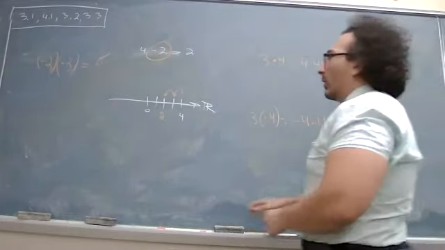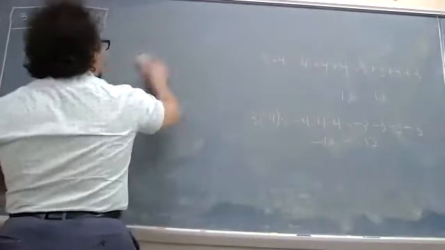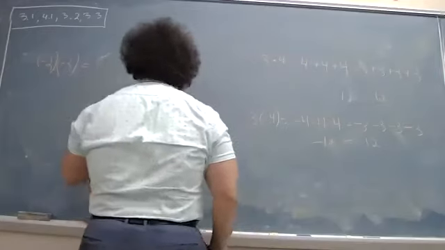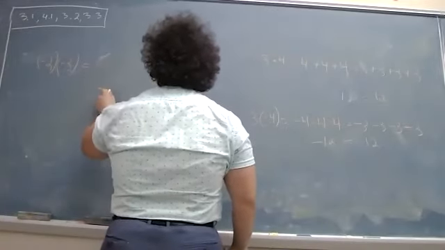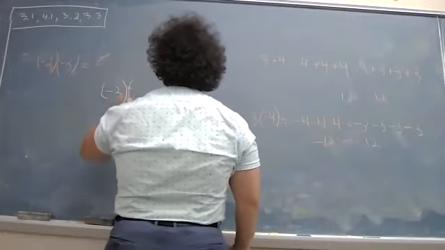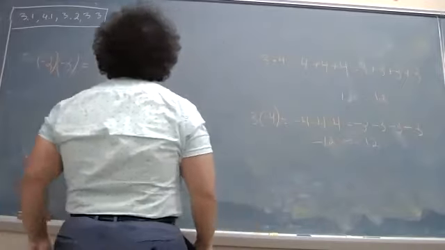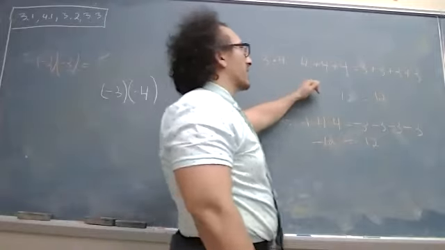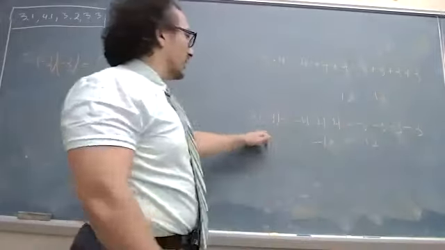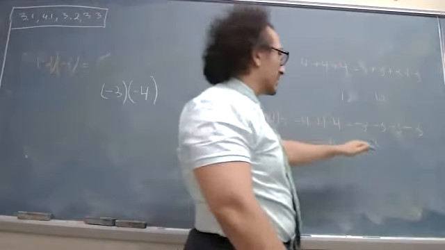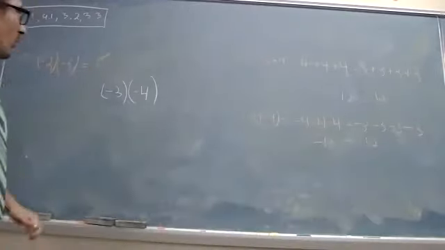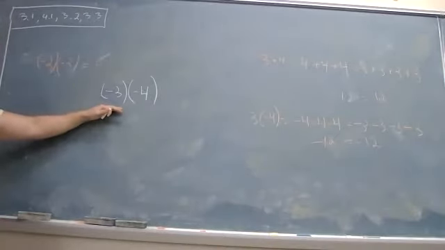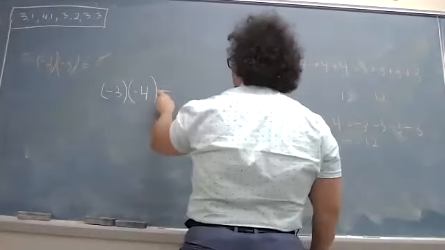So what's going on here when we say, all right, now what is -3 times -4? See, before, when they were both positive, it was obvious this happens. And when one of them was negative, it was obvious that this happens. But why is this somehow equal to positive 12?